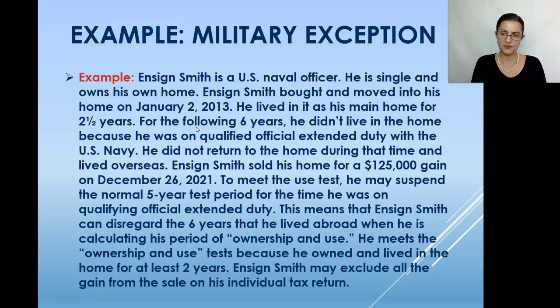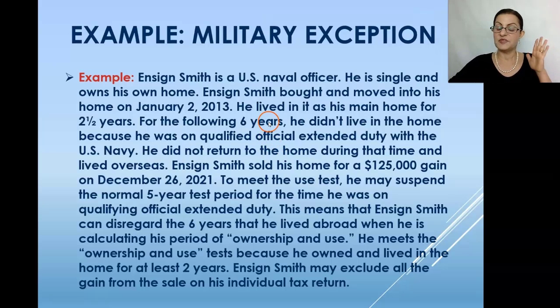So he bought the house, he lived in it and owned it for 2.5 years, and then he basically gets transferred. And for the next 6 years, he's on official extended duty with the U.S. Navy. Let's say he's living overseas, he might be on a military base somewhere, but he's not living in the house. Now, he could rent it during that time. He could have a family member live there. He could have it vacant. That's all fine. And if this was not military personnel, they wouldn't be able to qualify for the Section 121 exclusion because there's only a 5-year look-back period. And he was actually gone from the house for 6 full years.